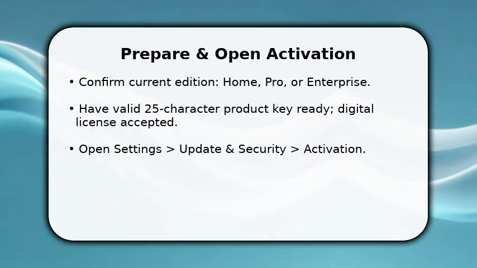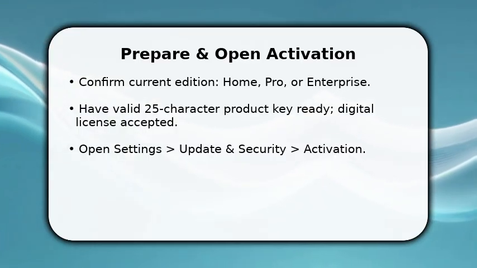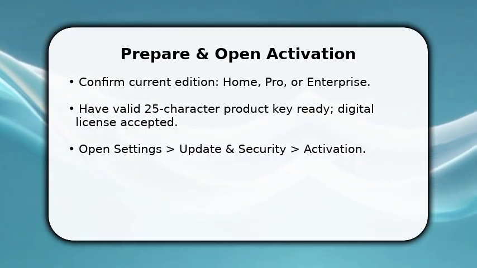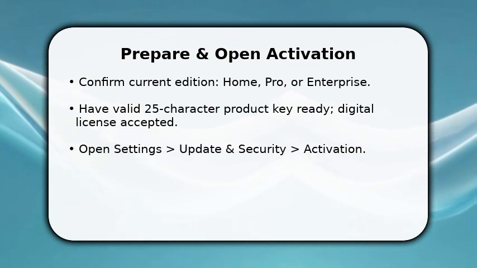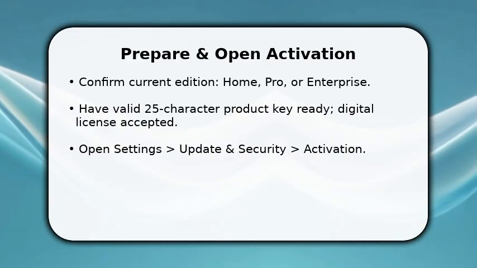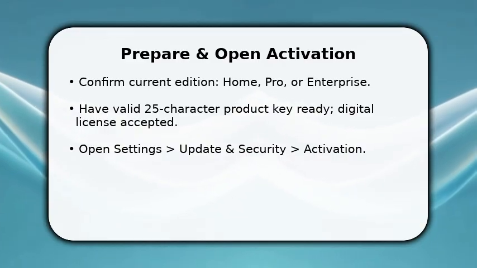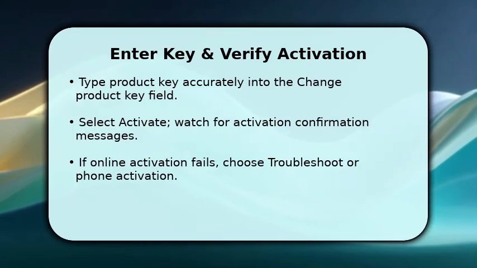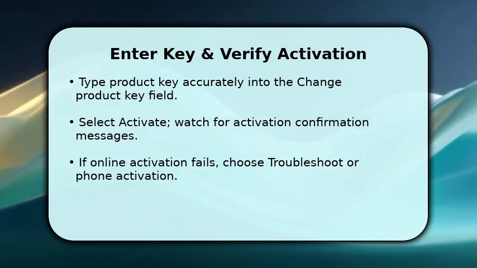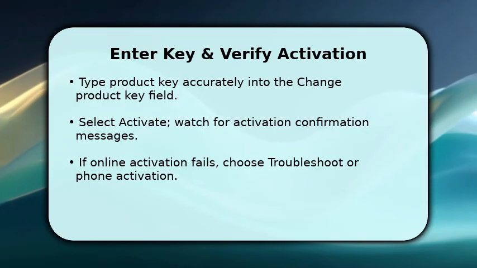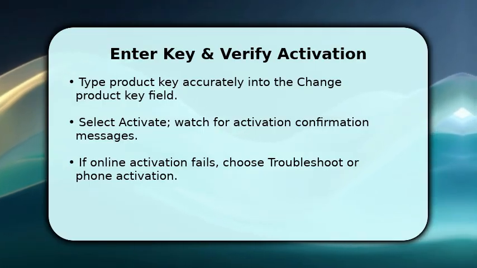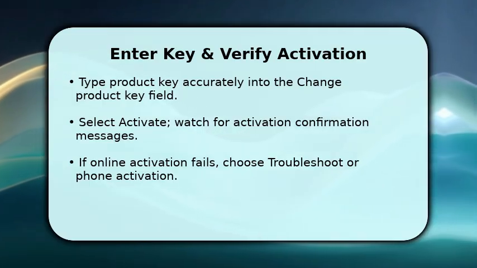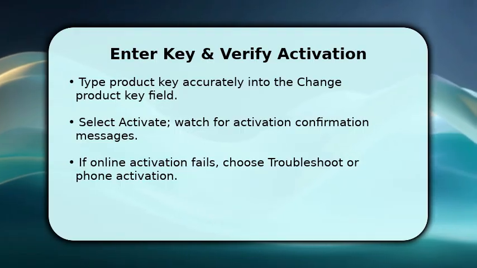If your license is digital, sign into the Microsoft account linked to the license before continuing so the system can match credentials automatically. Now enter the product key you prepared, one group at a time, and press Activate. The system contacts Microsoft servers to validate the key. This may take a few seconds. If it accepts, you'll see an activation successful message and your edition will show as activated.